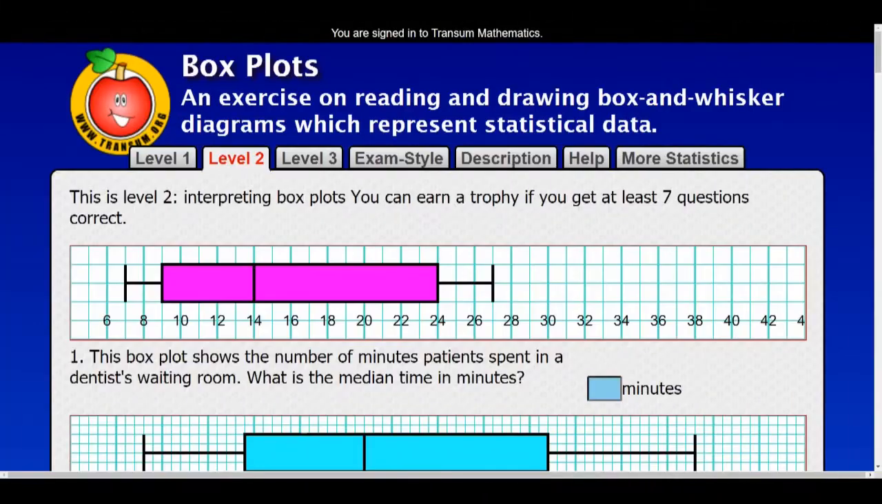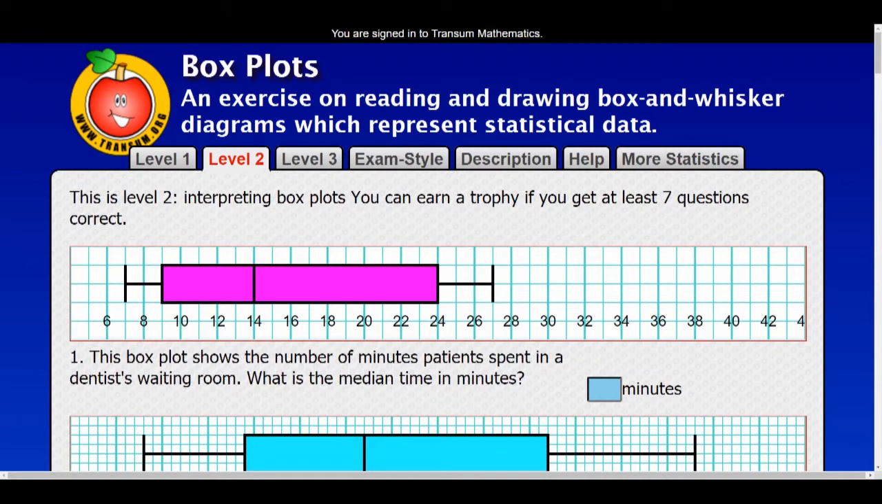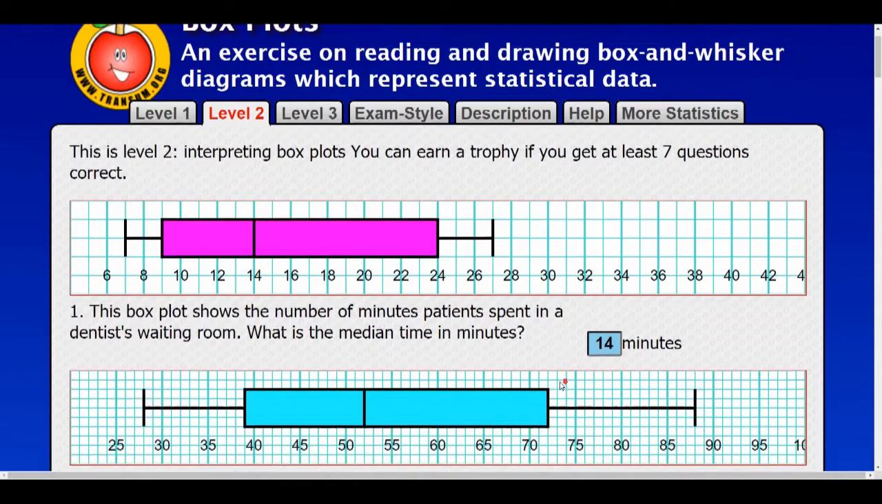So now we're on level 2 of the box plots online exercise. And here we're given some box plots that have been created. The first one is the number of minutes patients spent in a dentist waiting room. What is the median time in minutes? Well, because you now know the parts of the box plot, you know the median is that line in the center. And I can see that it is representing 14 minutes as the median waiting time there.